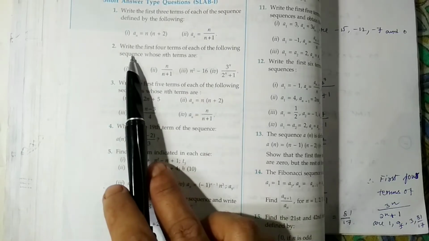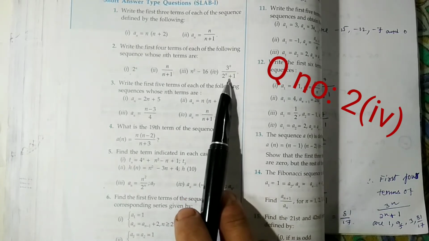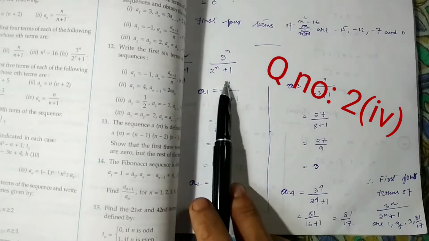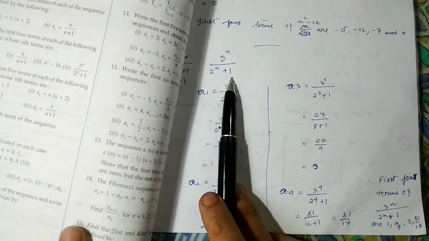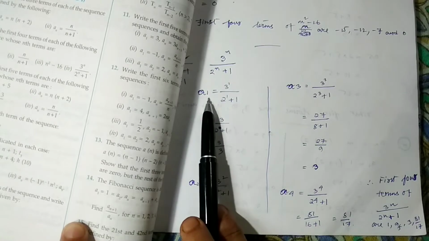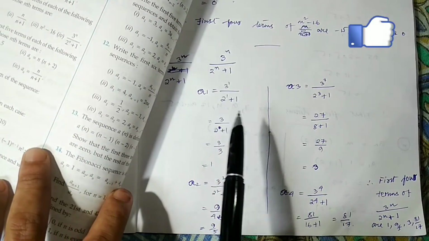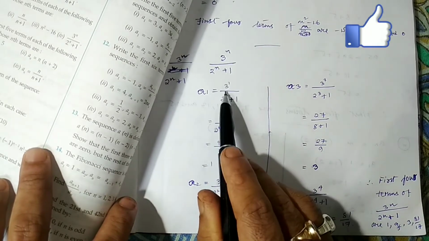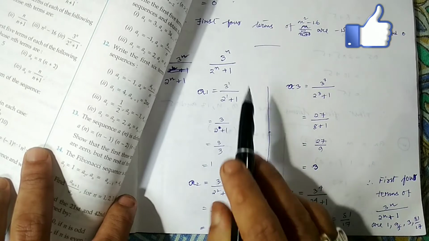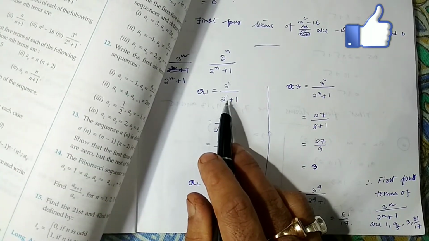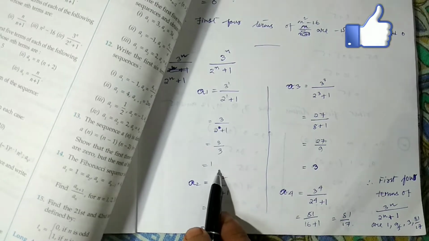Fourth part of question number 2, that is 3 to the power n divided by 2 to the power n plus 1. So this question is given to you: 3 to the power n divided by 2 to the power n plus 1. So for a1, what we have to do? We have to take n equals 1. So if you take n equals 1, you are going to get 3 to the power 1 divided by 2 to the power 1 plus 1. 2 to the power 1 means 2. 2 plus 1 is 3. So 3 divided by 3, we are going to get 1.